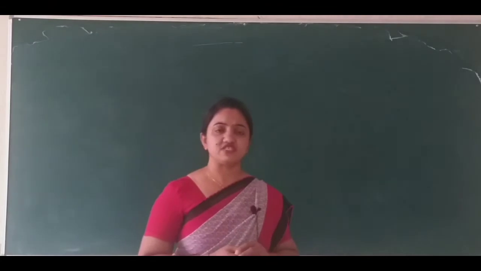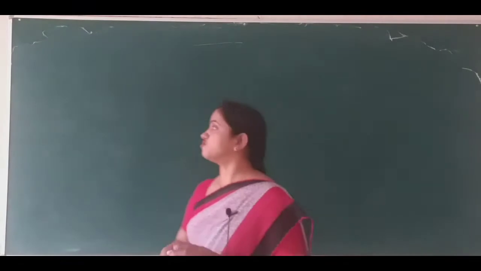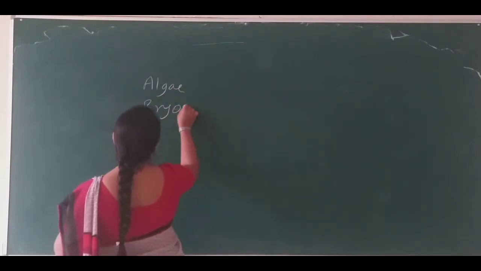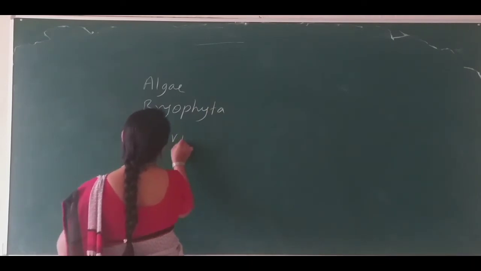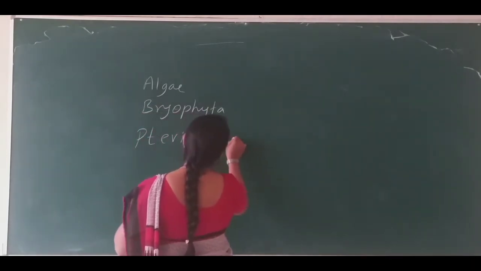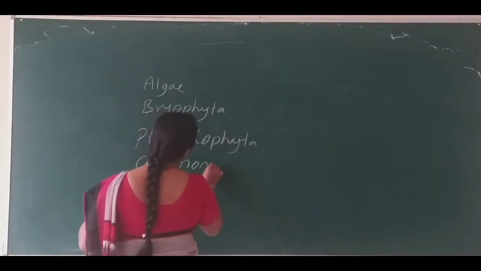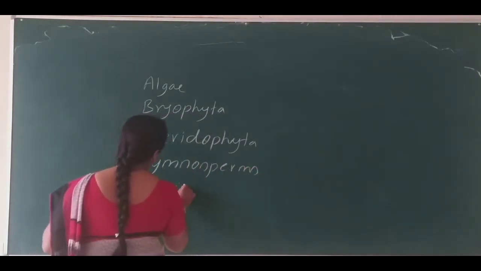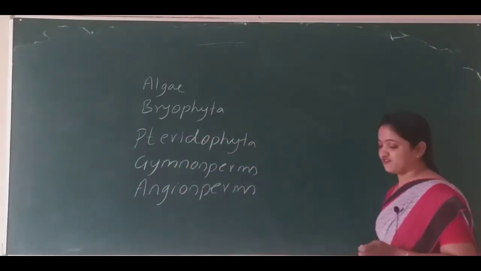To understand that, first we will start by writing the five major groups of plant kingdom. The first one is Algae or Thallophyta. The second one is Bryophyta. The third one is Pteridophyta. The fourth one is Gymnosperms. And the last one is Angiosperms. So we have five major groups.